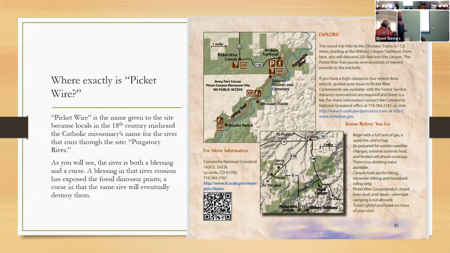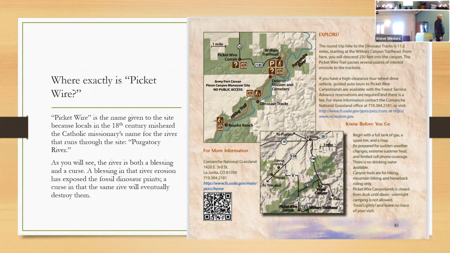Picket Wire is not the original name of the area. It gets its name from the Purgatory River, but the early settlers couldn't understand the French missionaries' pronunciation of Purgatory. They thought they were saying Picket Wire. So it's called the place Picket Wire, named after the farmers who thought the Purgatory River was Picket Wire.